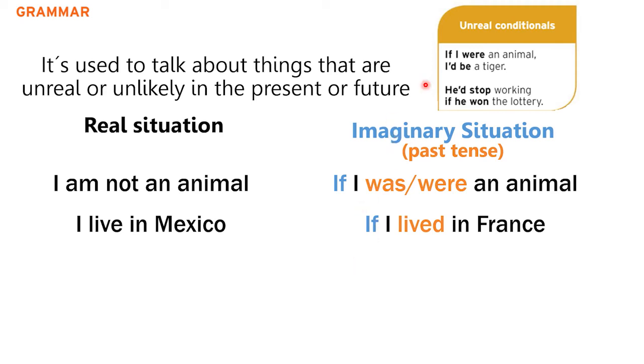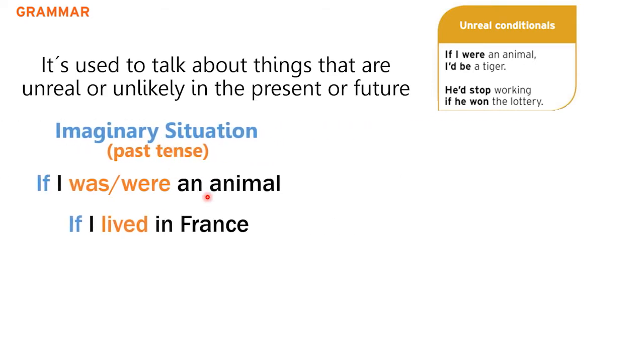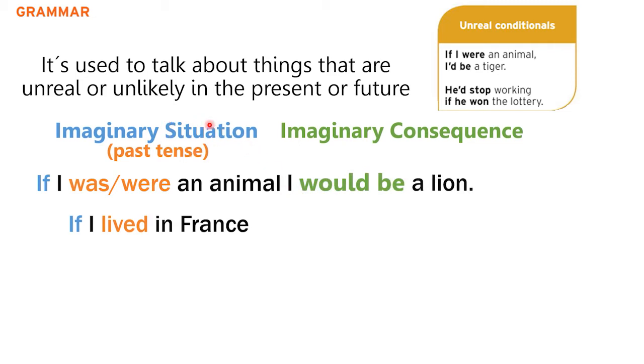Right, now, when we write sentences with unreal conditionals, we're gonna start them with an imaginary situation. And then we're gonna write an imaginary consequence. So if this happens, then we're gonna have a consequence. For example, if I was or were an animal, I would be a lion. So this is the situation and this is the consequence. As you can see, in the consequence, we're gonna use the word would. And then we're gonna use a verb in base form. I would be. Then, in order to separate the imaginary situation from the imaginary consequence, we're gonna write a comma. If I was or were an animal, comma, this is the imaginary situation, I would be a lion. This is the imaginary consequence, right?